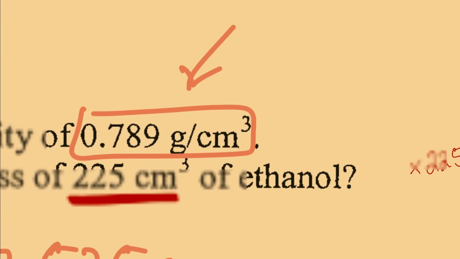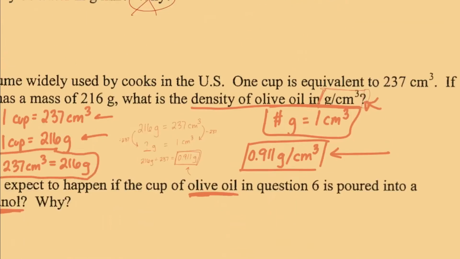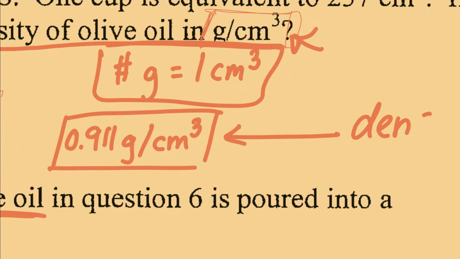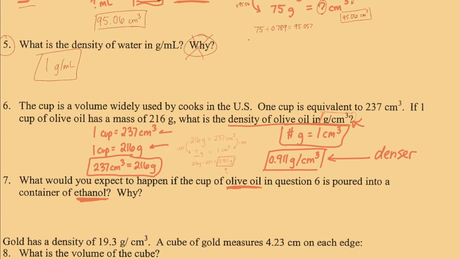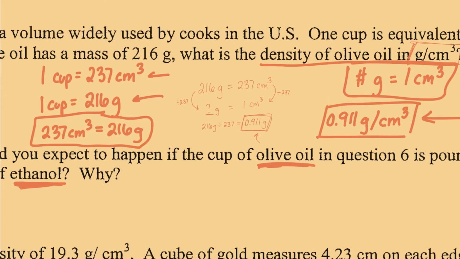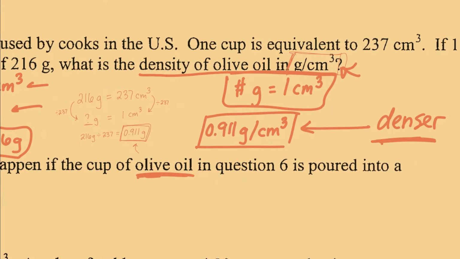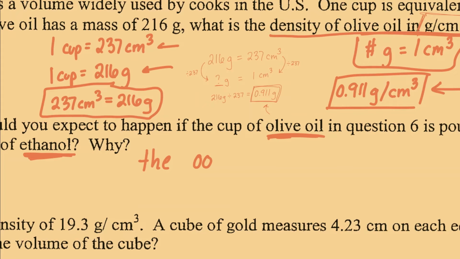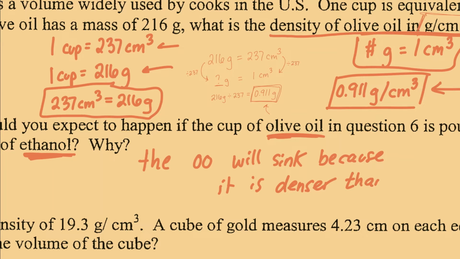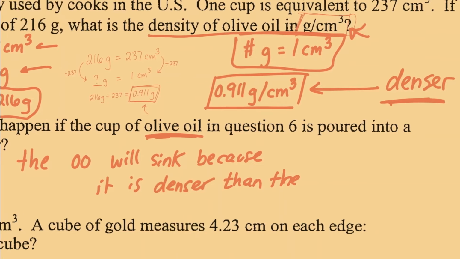And I need to ask myself which one of these numbers is bigger, 0.789 or 0.911. This one is denser. This one has a larger density. Olive oil has a larger density. Which means that if I pour some olive oil into a container of ethanol, the olive oil is going to sink because the olive oil, again, is denser. The olive oil, hope you're okay with that abbreviation, will sink because it is denser than the ethanol.